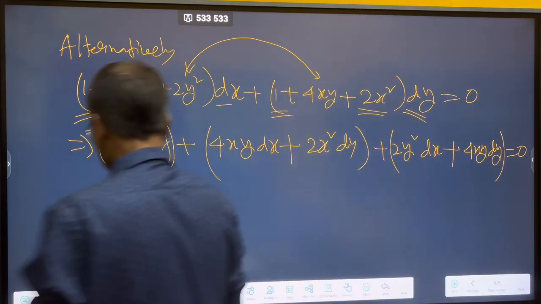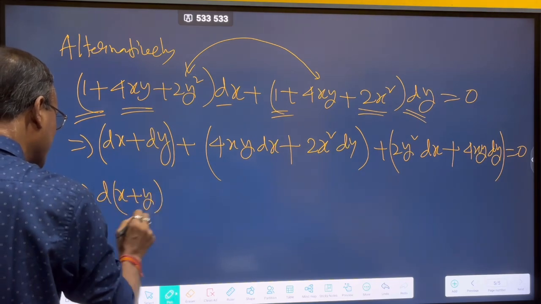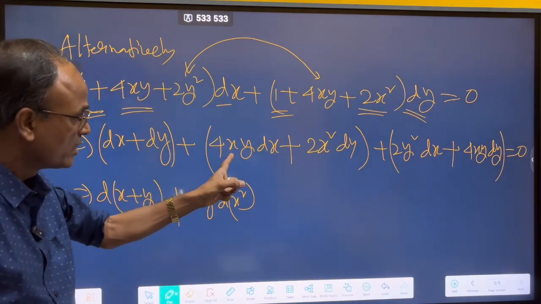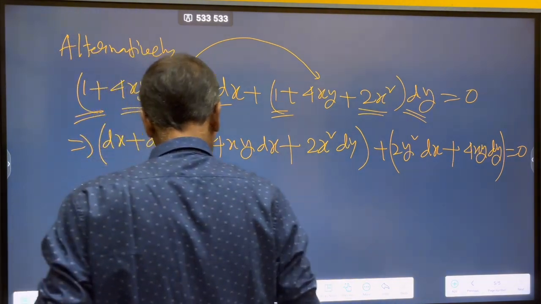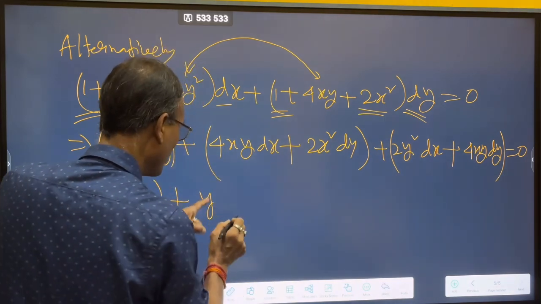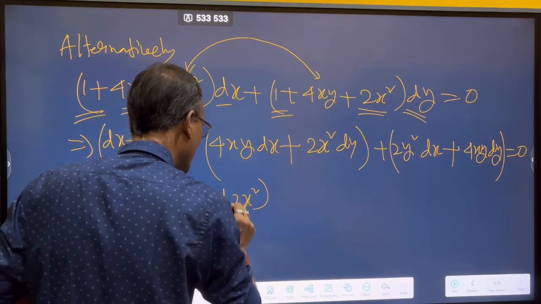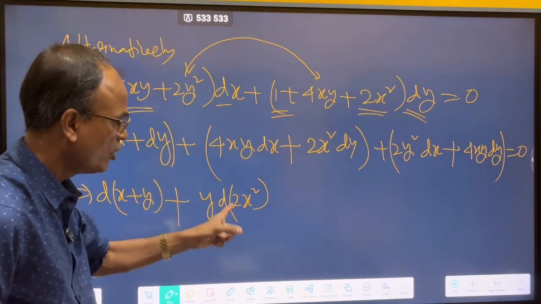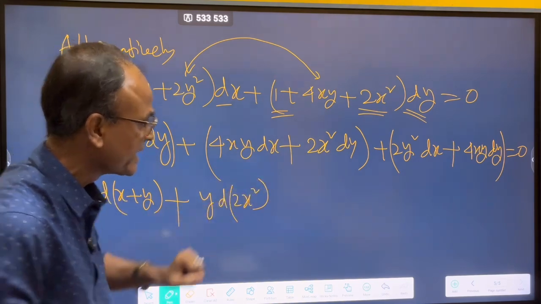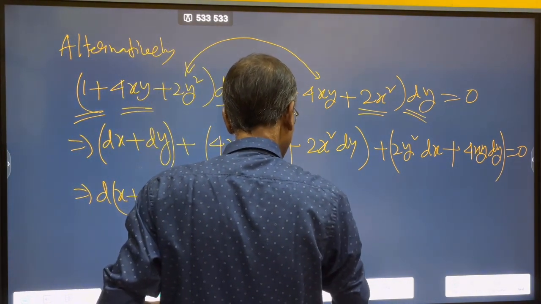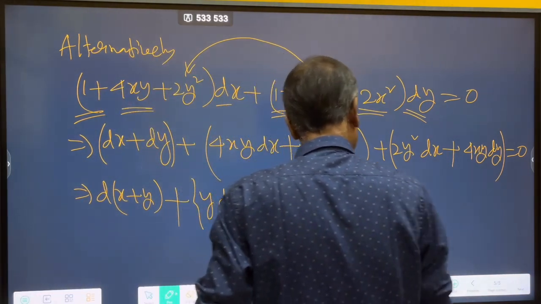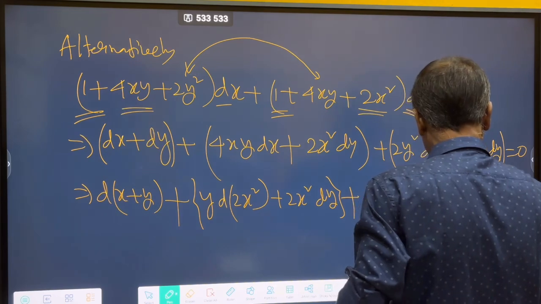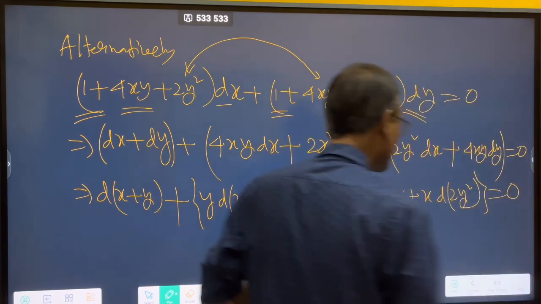This is another group. This means d of (x + y) plus y d of (2x²), you may write like this. d of y into 2x², write it, 2x². y d of 2x² is 4x dx. y 4x dx means 4xy dx plus 2x² dy, plus 2y² dx plus x d of 2y². This is equal to 0. You may write like this.